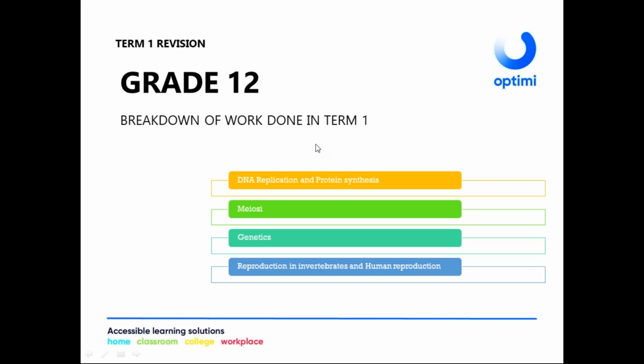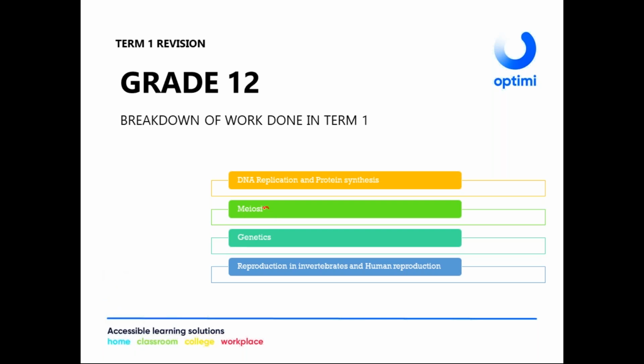Okay, so in term 1, you've worked through DNA replication and protein synthesis, which is what we're going to be looking at today, meiosis, genetics, as well as reproduction in invertebrates and humans. These are the topics that you did in term 1.